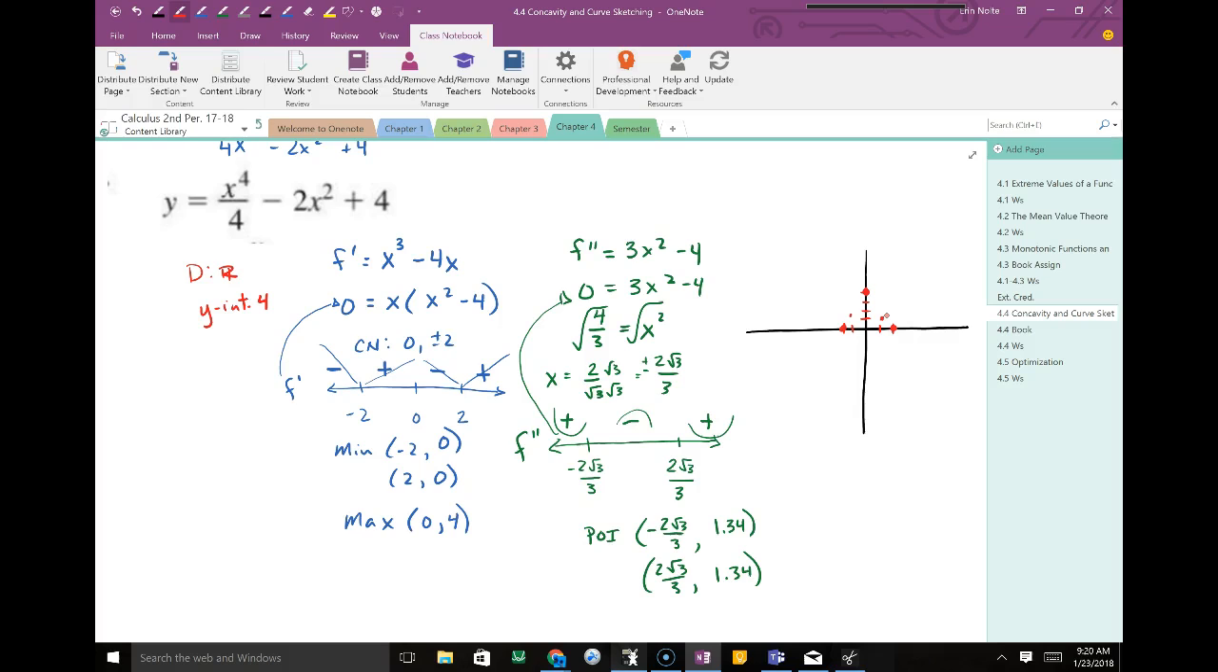Okay, so at this point, I basically just have to use my knowledge of what this looks like. Since it's an x to the 4th, I know that it's a W. So I'm just going to draw a W with those 2 minimum points, a max there. It's going to cross through all those pieces that I found. Like so.